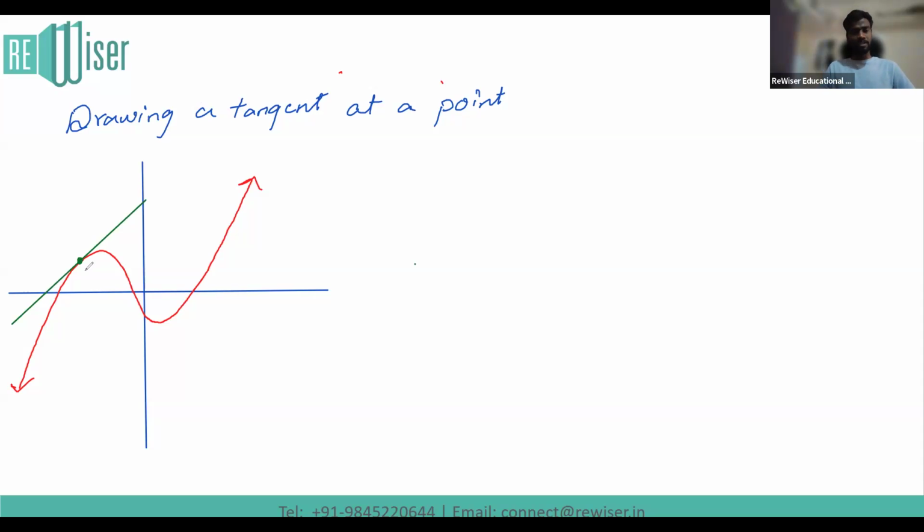Whenever we can draw the tangent, we can figure out the 2 points that the tangent is passing through from the given graph, and we will be able to find out the gradient of this tangent at this particular point. And this is what is meant by drawing a tangent at a point.